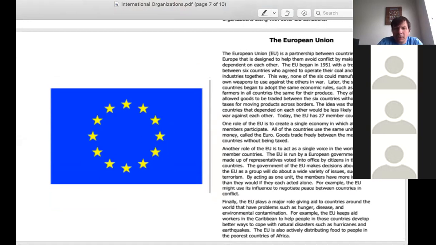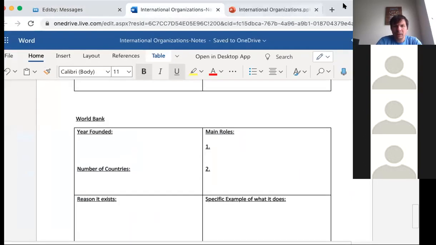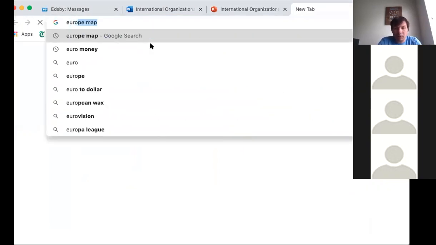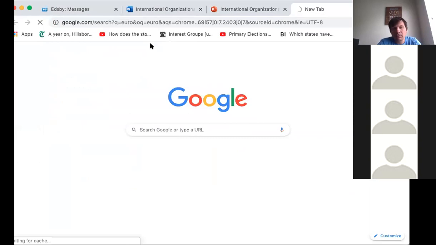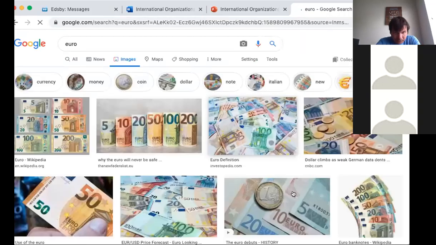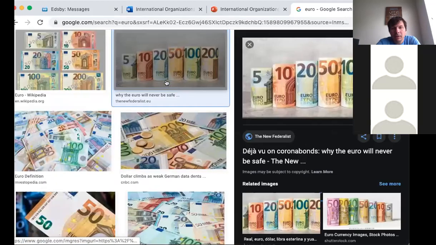You ever heard of the euro? Yes. What is the euro? It is a form of currency used throughout Europe, except for England, because they have to be difficult. Okay, so guess what the EU created? The euro. If you look here, I don't know if anybody has ever seen a 200 euro bill.